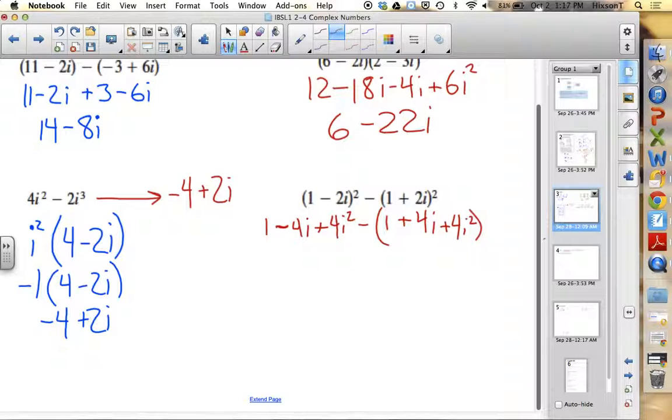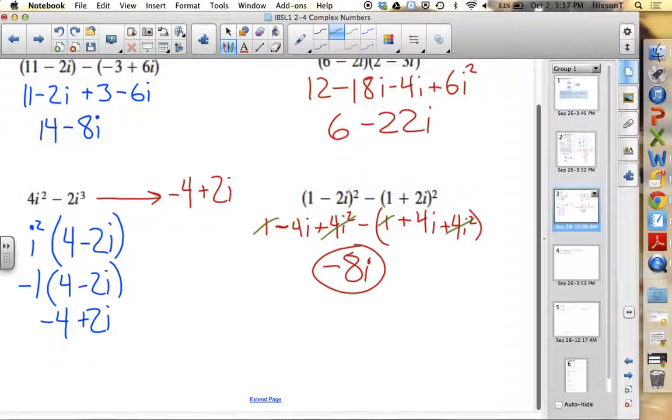Alright, so 1 minus 1 is 0. So that cancels out with that. Negative 4i minus 4i is negative 8i. And then 4i squared minus 4i squared cancels out as well. So our final answer is actually just a minus 8i.